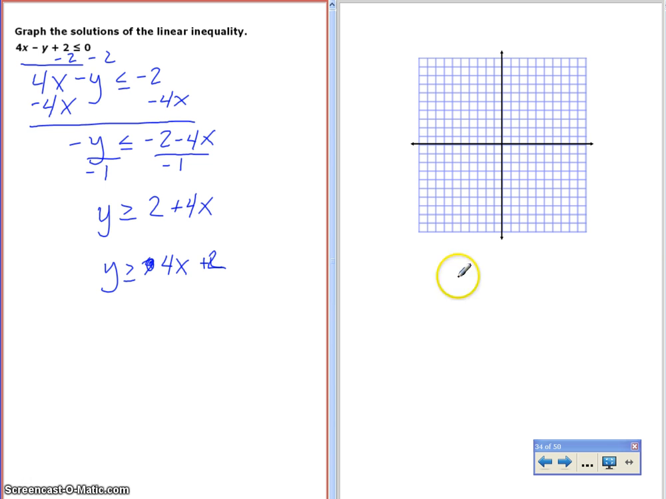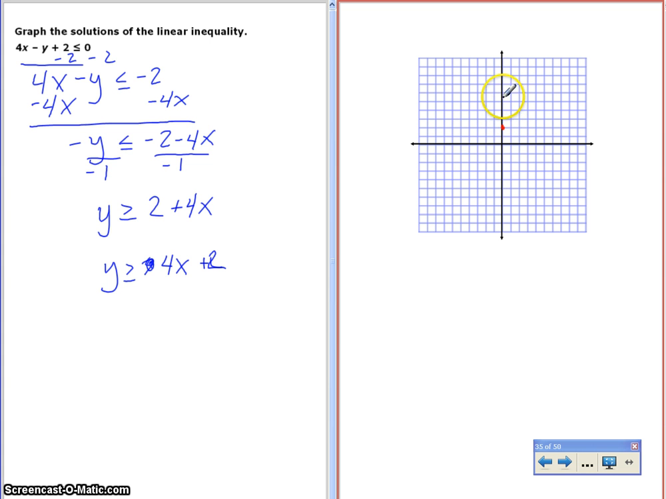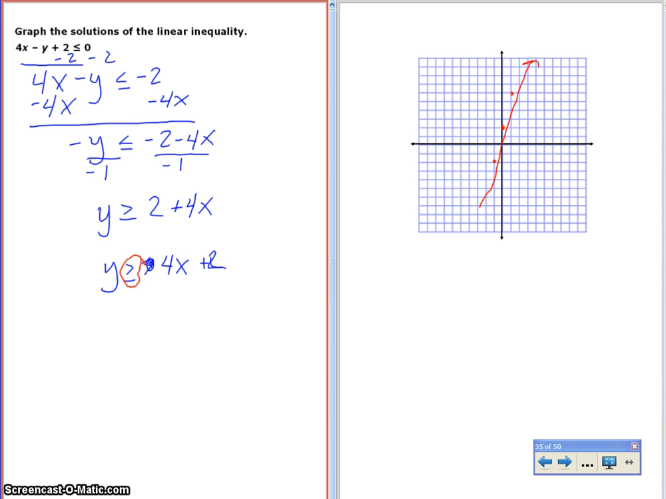So then I'm going to go over to my graph, and I'm going to go up 2 as my y-intercept and start there. I'm going to go up 4, 1, 2, 3, 4, and to the right 1 and make my dot. And maybe I'll also go from my y-intercept down 1, 2, 3, 4, and to the left 1 and make my other dot. So there that is. I notice that my sign is a greater than or equal to sign. That tells me that I need a solid line. So I would go ahead and connect my dots in a really nice, solid, straight line.